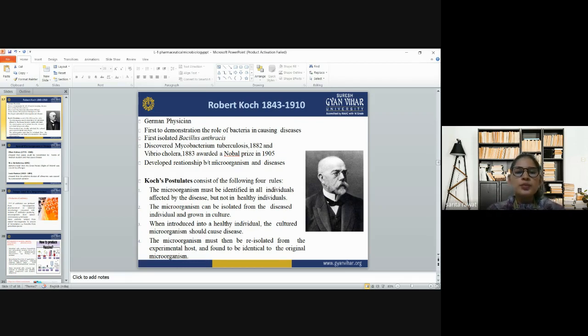So, Koch's postulates consist of the following 4 rules. He followed the 4 rules: the microorganism must be identified in all individuals affected by the disease, but not in healthy individuals. So, whenever any person suffers from a serious disease, it is very important to identify the particular causative agent, the particular microorganism that is responsible for that disease, but it is not found in healthy individuals.